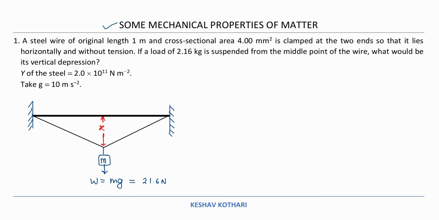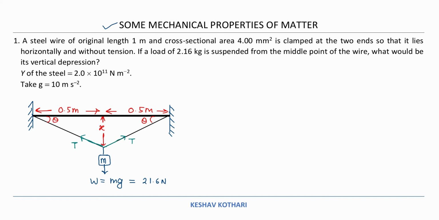So let us say that this particular distance is x. This is the vertical depression which the problem is talking about. The total length of the wire is 1 meter, so over here we are specifying 0.5 meter, and this one is another 0.5 meter. If I consider that this angle is theta, then the tension which is developed in the steel wire is equal to T.